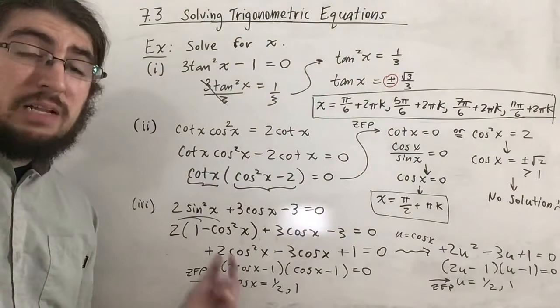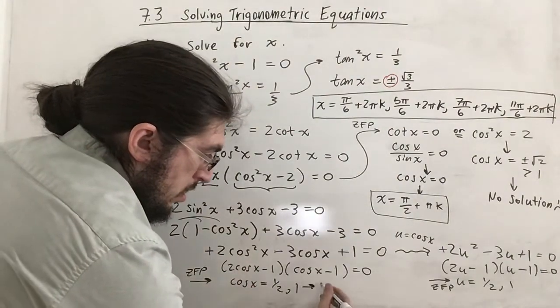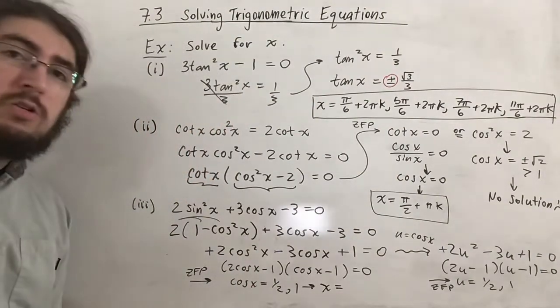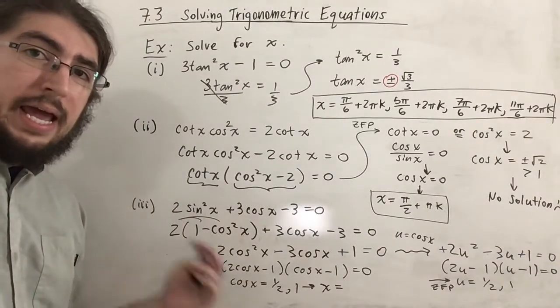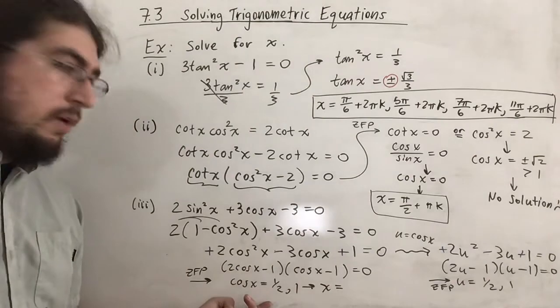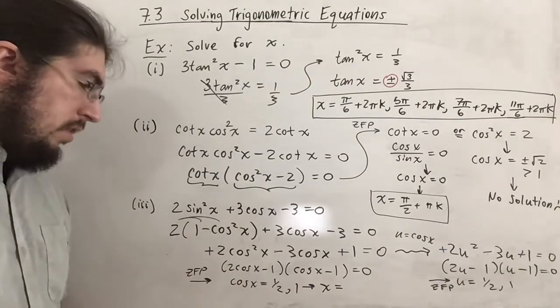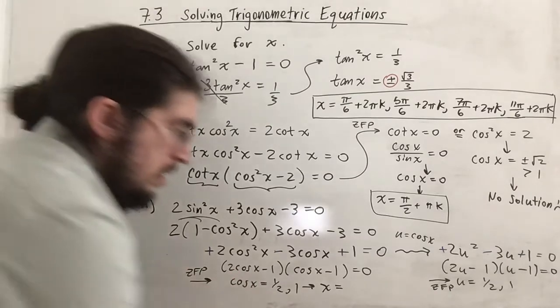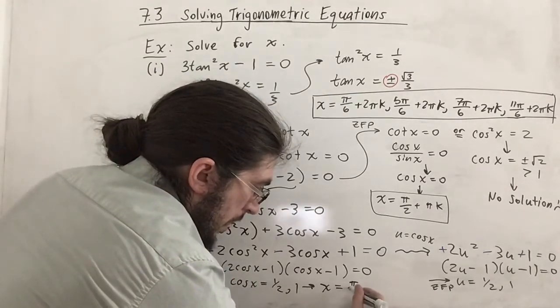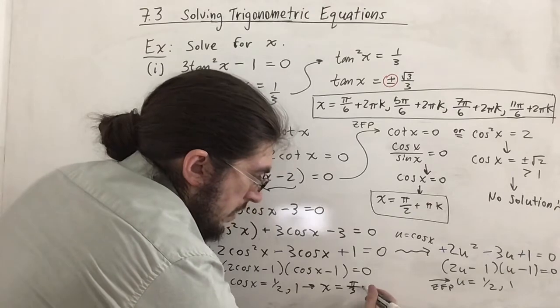And we know exactly when that happens. When is cosine equal to 1/2? Cosine is 1/2 at pi over 3, and cosine is positive in which quadrants? Well, it's positive in the first and the fourth quadrant. So this is going to be pi over 3 plus 2 pi k.